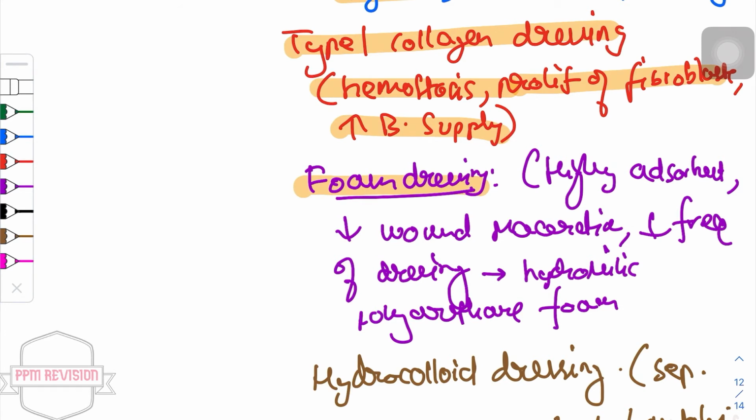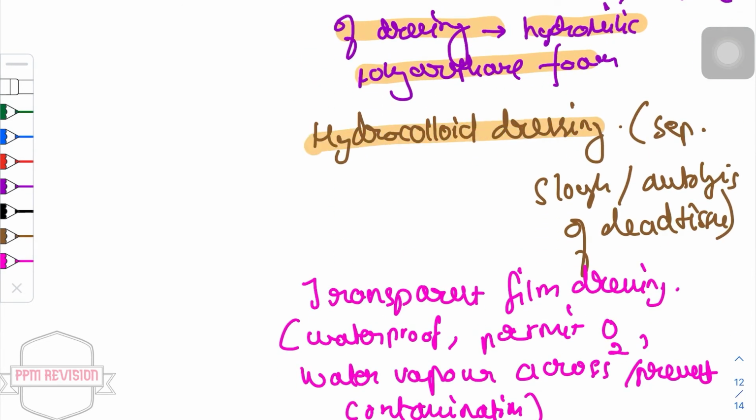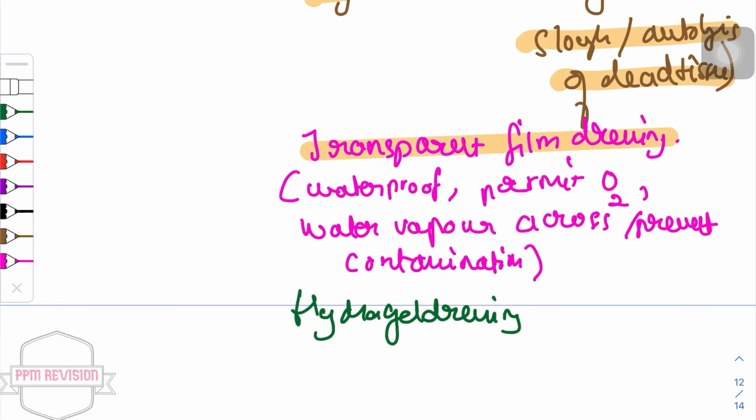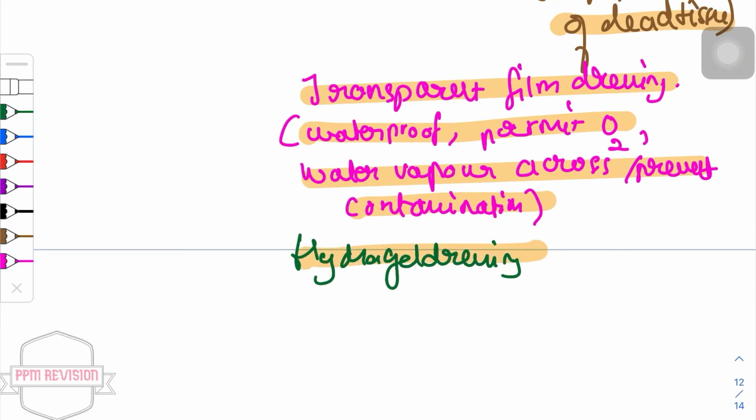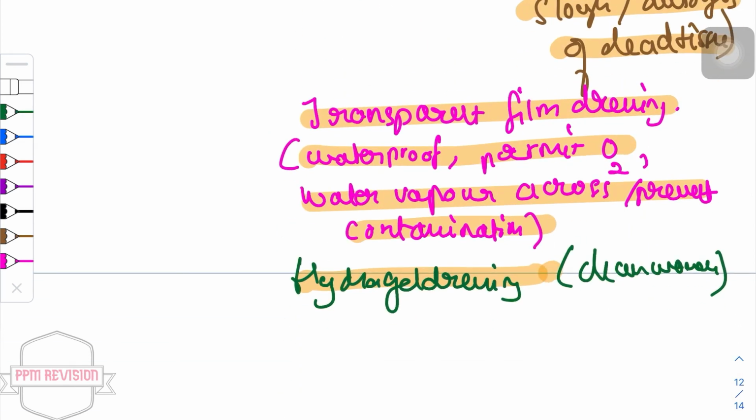Next, foam dressing is highly absorbent, decreases wound maceration, and reduces the frequency of dressing. There is hydrophilic polyurethane foam. Next, hydrocolloid dressing helps in separation of slough and autolysis of dead tissue. Then the transparent film dressing is waterproof, permits water vapor and oxygen, and prevents contamination. Hydrogel dressing is used in clean wounds, as is polyurethane dressing.